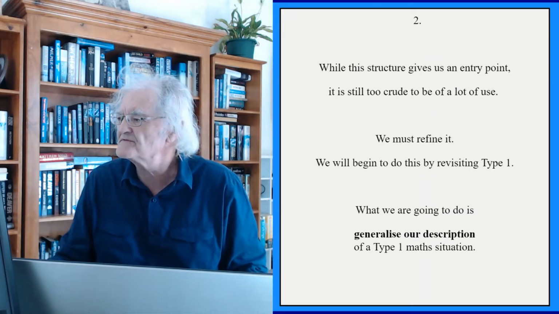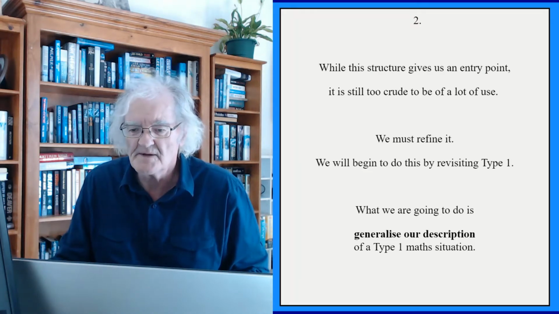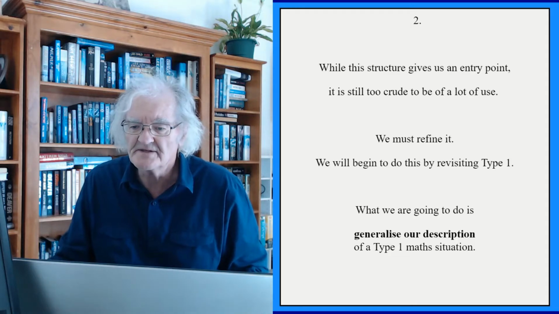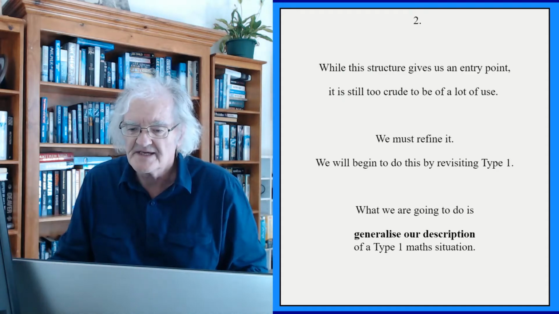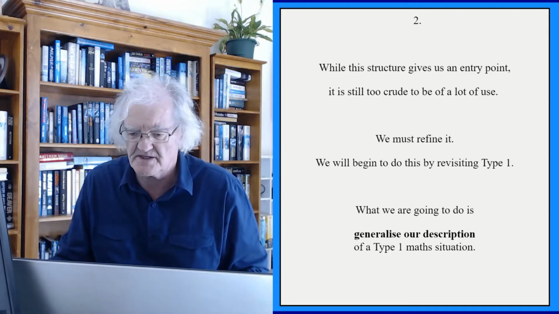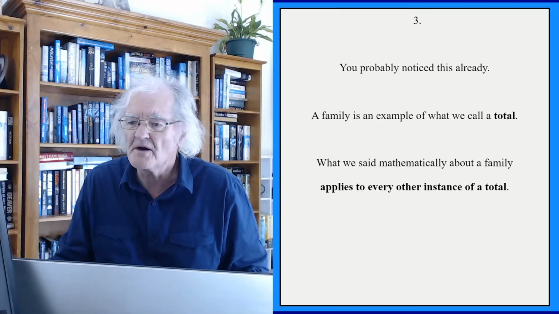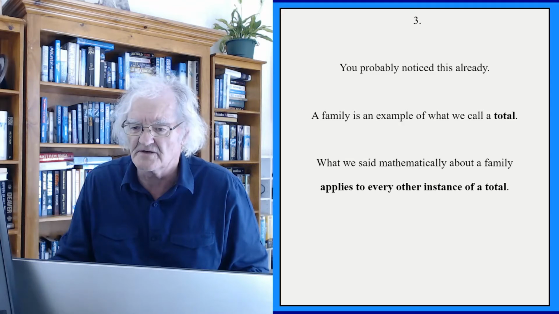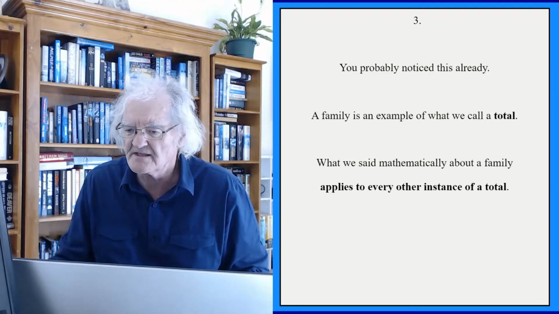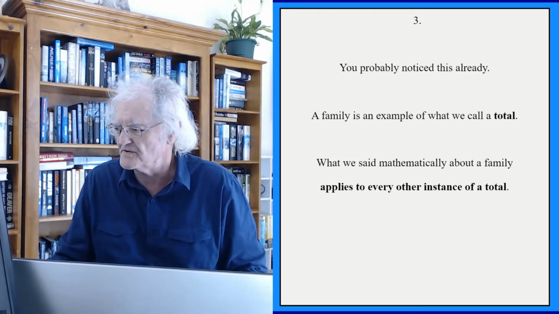While this structure gives us an entry point, it is still too crude to be of a lot of use. We must refine it. We'll begin to do this by revisiting type 1. What we're going to do is generalize our description of a type 1 math situation. You probably noticed this already. A family is an example of what we call a total. What we said mathematically about a family applies to every other instance of a total.